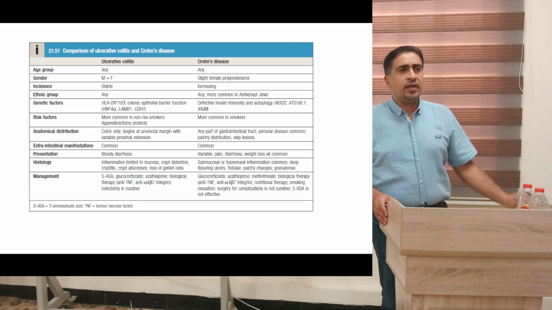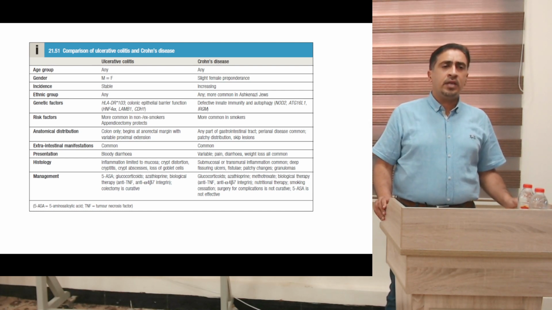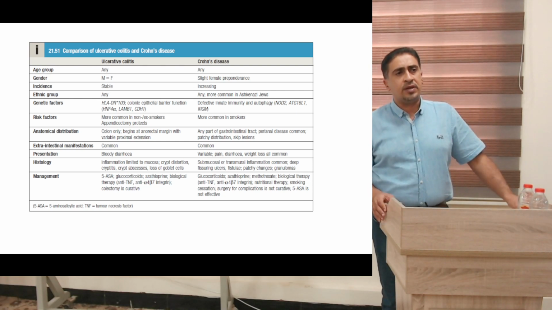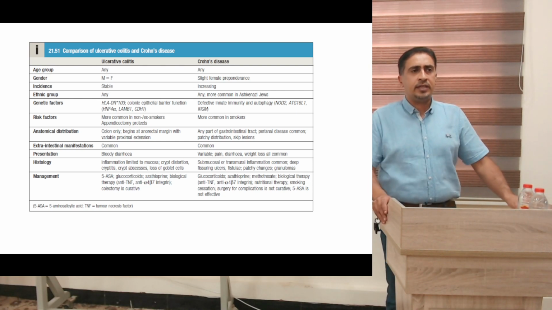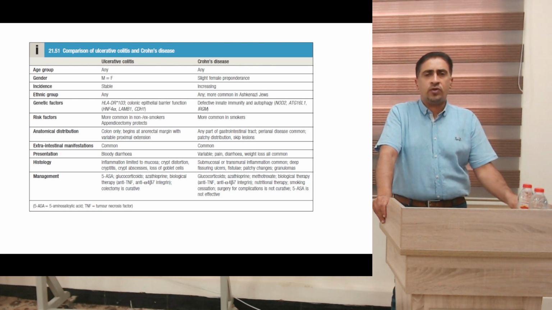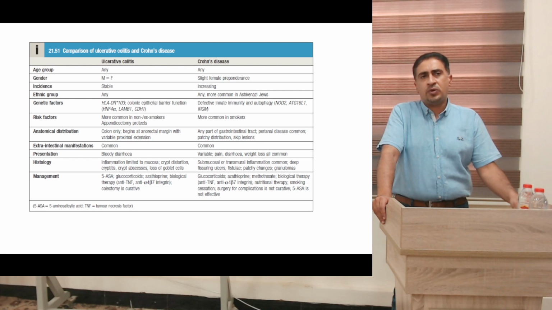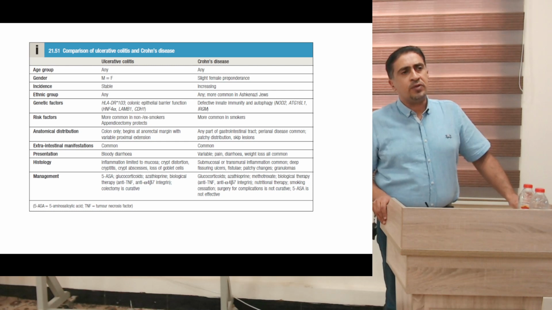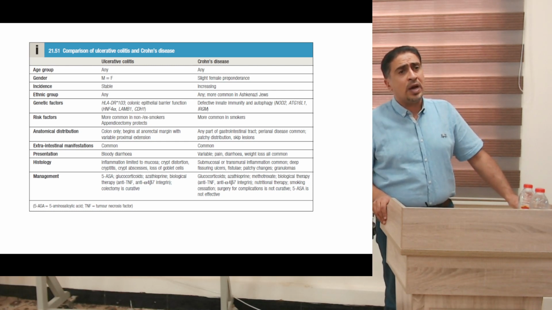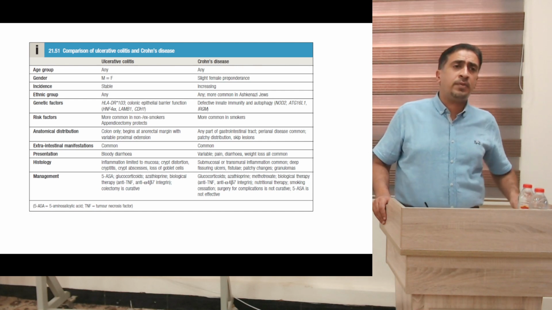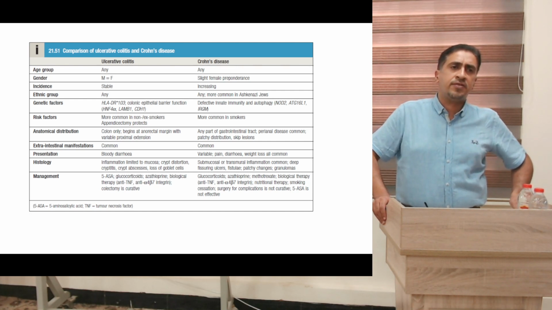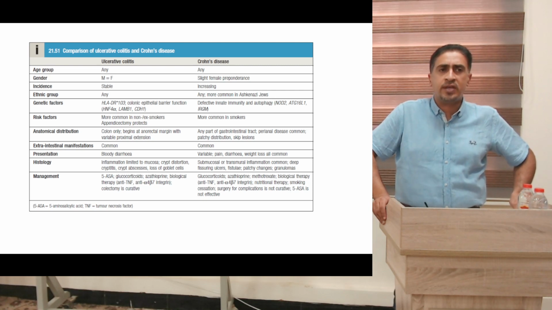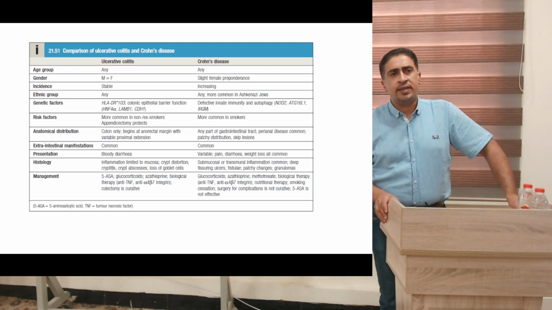Regarding the management, they share both management, but one point that I need to highlight here: colectomy is curative. When you remove the colon, there is a complete cure of ulcerative colitis. The main treatment of patients usually starts with 5-ASA, while in Crohn's disease, 5-ASA is no longer effective. Unfortunately, there are still many doctors who prescribe 5-ASA for Crohn's disease, but as I said, recent studies showed that there is no evidence for the effectiveness of 5-ASA in patients with Crohn's disease.